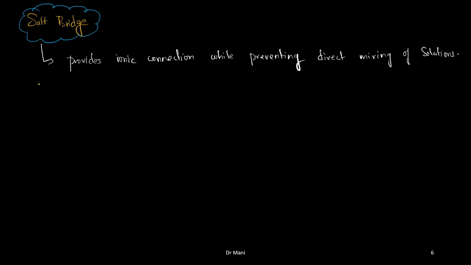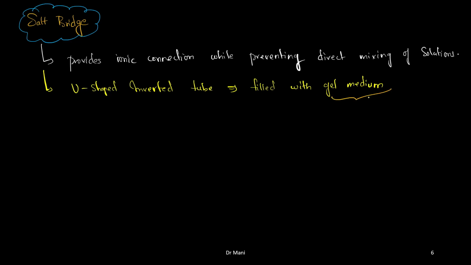Second thing, it is a U-shaped inverted tube. Remember this. So this tube is filled with a gel medium. This gel medium will contain an inert electrolyte. I'll explain why it should be an inert electrolyte, which is very, very important.